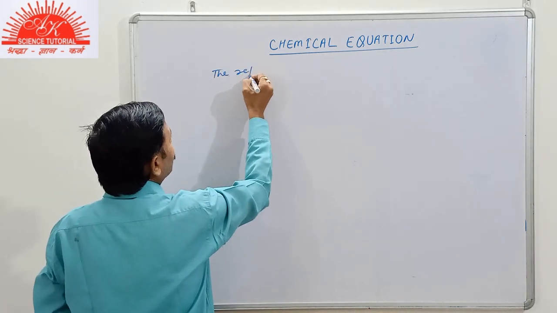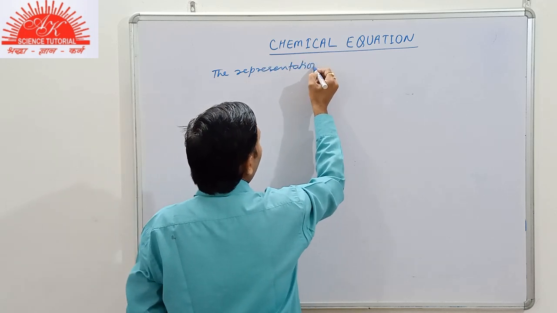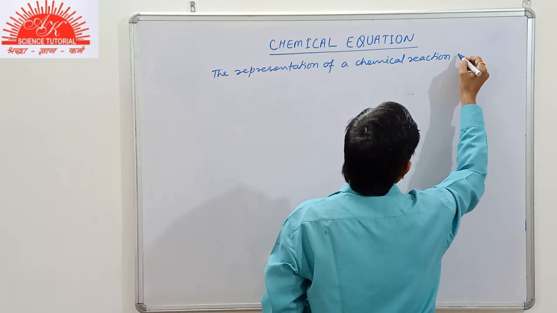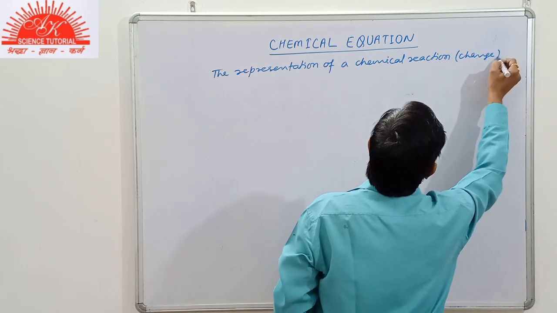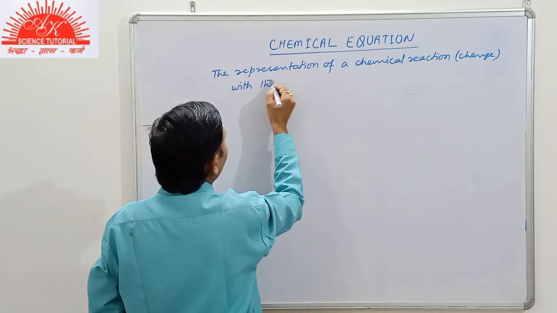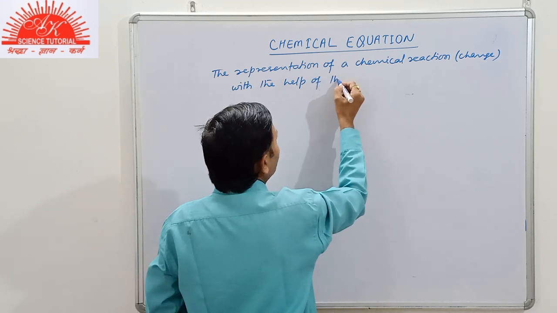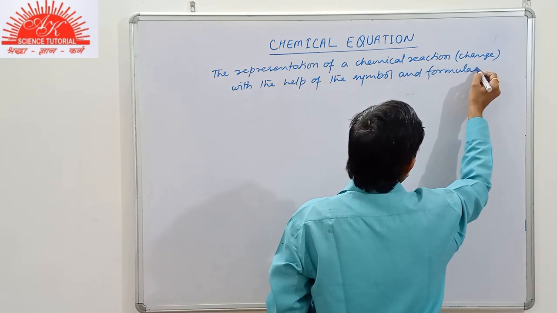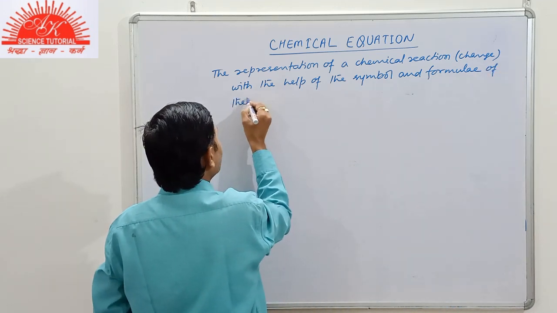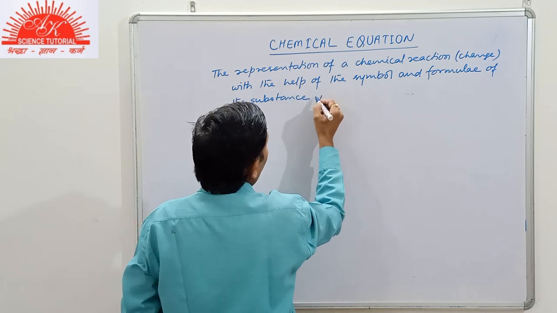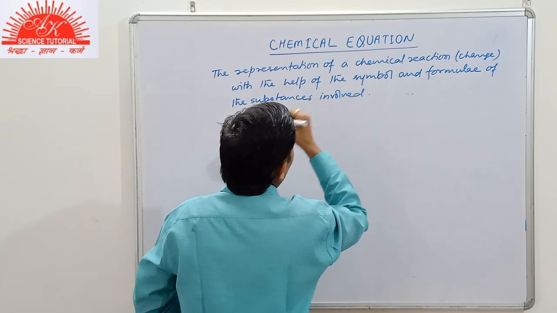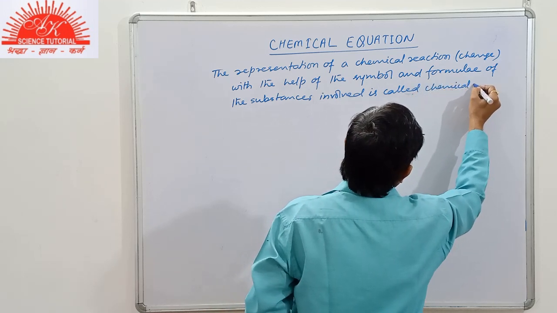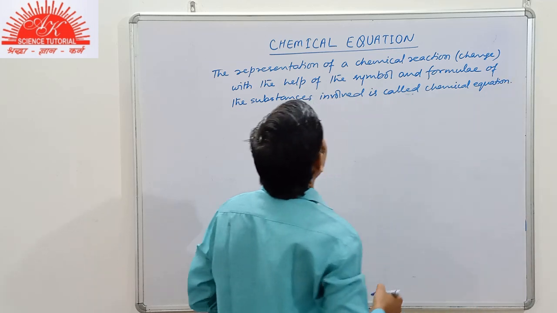The representation of a chemical reaction or change with the help of the symbol and formulae, formulae is the plural word, formulae of the substances involved is called chemical equation. So this is the definition for chemical equation.